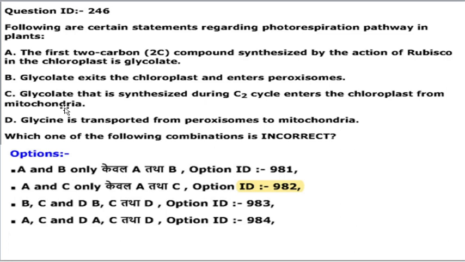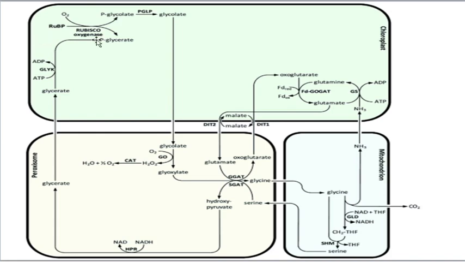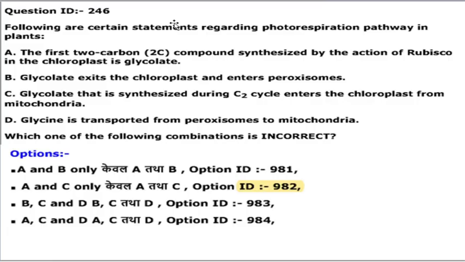So, the first 2-carbon compound synthesized is phosphoglycolate, or phosphoglycolic acid. After that, only this P-glycolate will be converted to glycolate. So the first 2-carbon compound is not glycolate, it is phosphoglycolate. Okay. Next, option A is incorrect. Here they are asking for the incorrect combination only, friends.